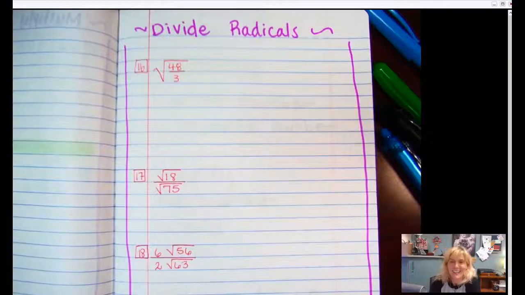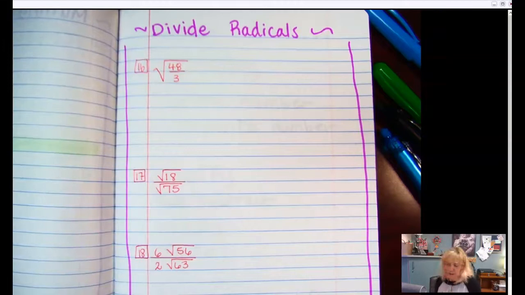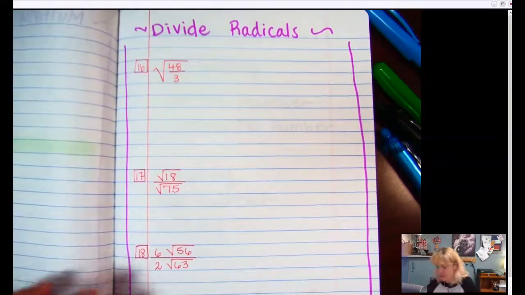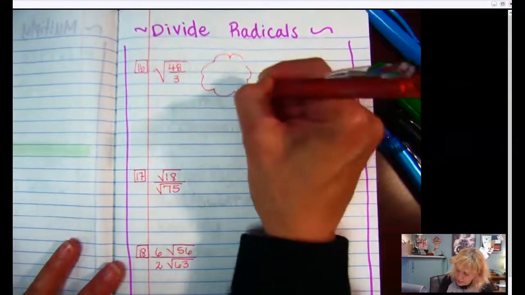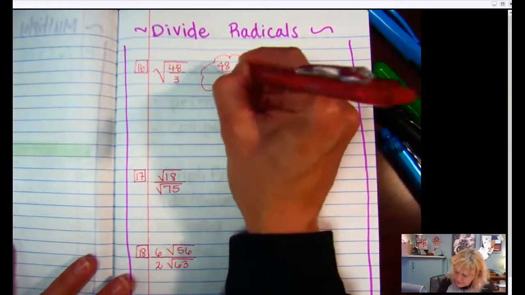All right, this is it. This is the last thing we're going to talk about for today, dividing radicals. So when it comes to dividing radicals, what we're going to do is separate the radical sign. And remember, in our head, we're going to ignore the radical symbol for a moment, and we're just going to focus on 48 divided by 3.